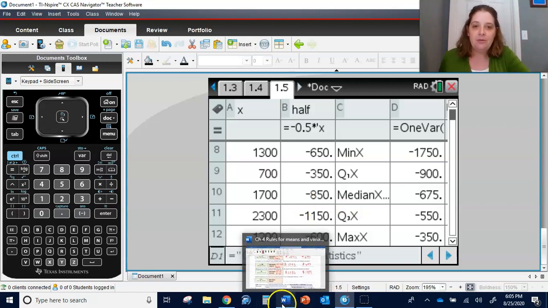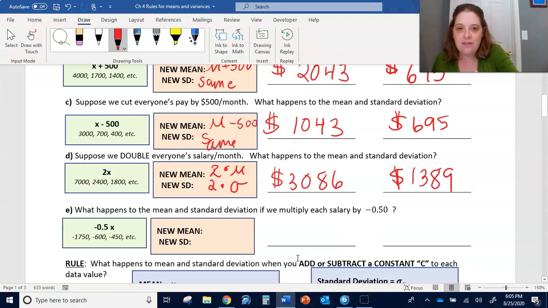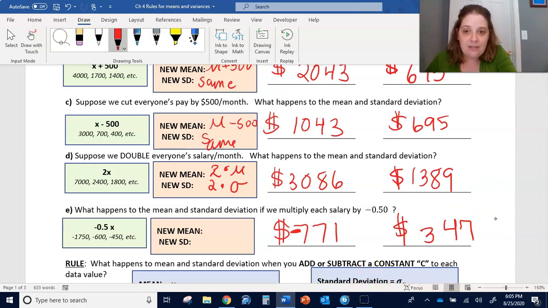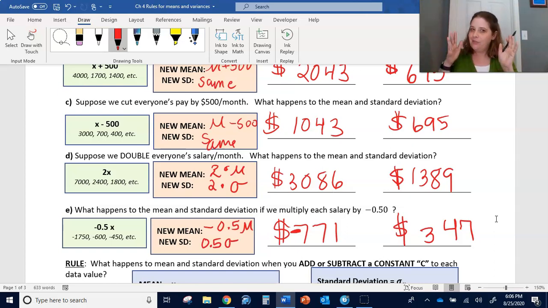All right, so I'm going to go back to my paper here. All right, so what's happening with the salary? This one is negative 771. And this one was a positive 347. All right, so what's happened here? The new mean is definitely negative 0.5 times the old mean. It's half as big and it's negative. But the standard deviation is just regular 0.5 of the old standard deviation. It didn't actually change to negative.